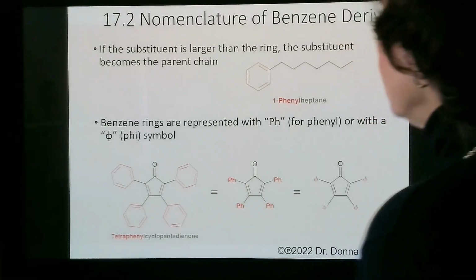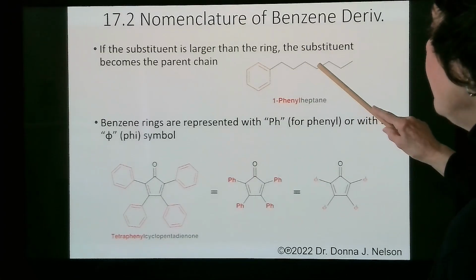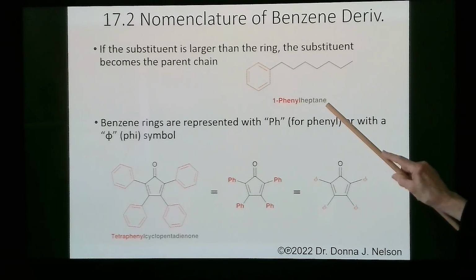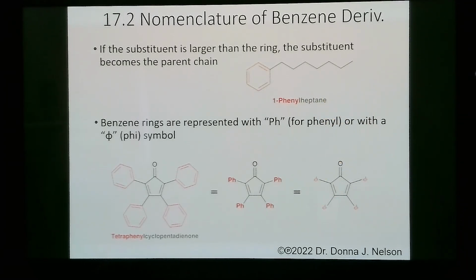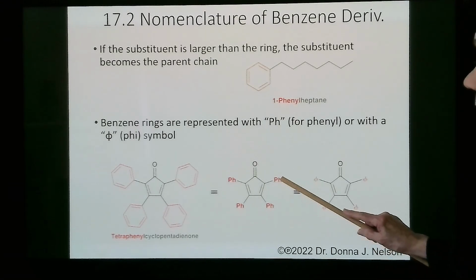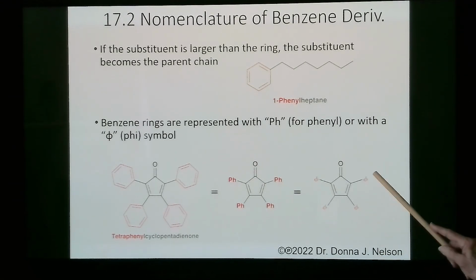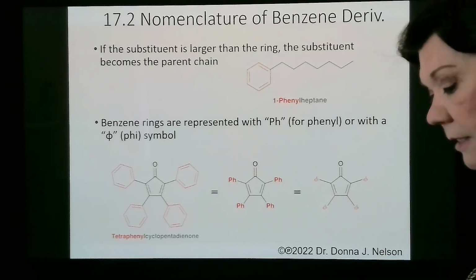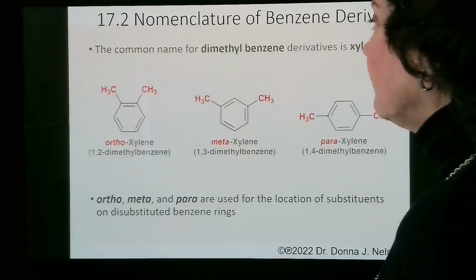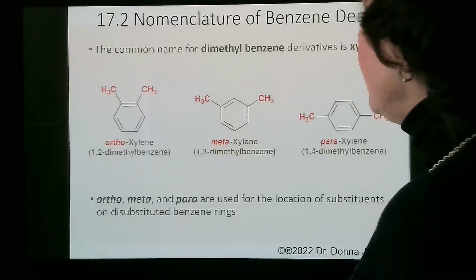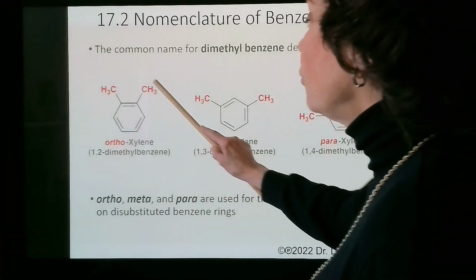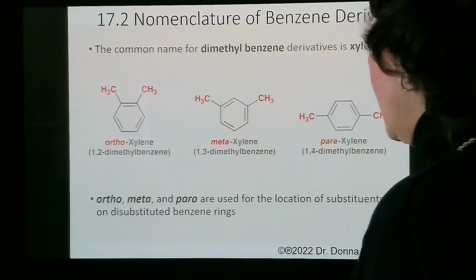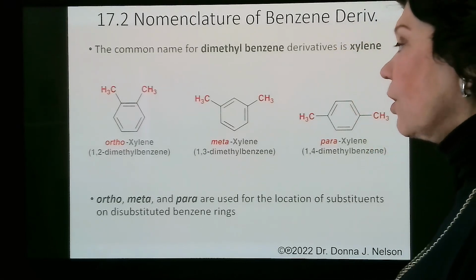If the substituent is larger than the ring, so this is 1, 2, 3, 4, 5, 6, 7 carbons, so this is 1-phenylheptane. Benzene rings are sometimes abbreviated just Ph, meaning phenyl, or they can use the symbol, the phi, Greek letter. The common name for dimethylbenzene is xylene. So there's ortho-xylene, meta-xylene, and para-xylene. And it will be necessary to learn this nomenclature.